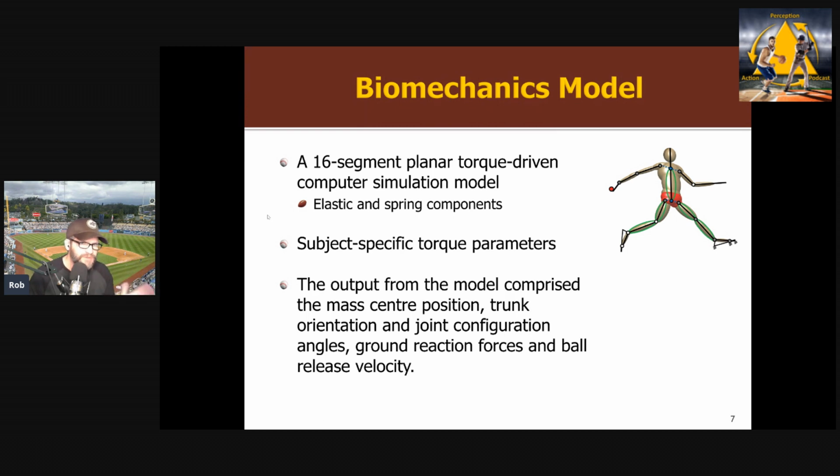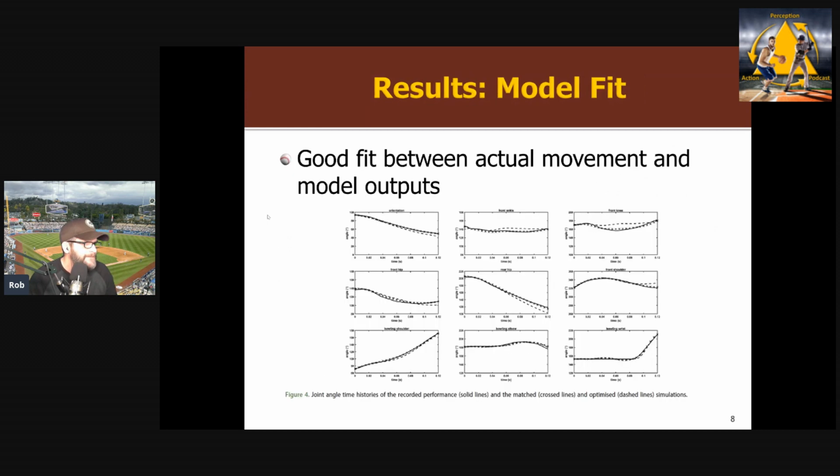Then they're going to tweak the parameters and see if they could potentially make the person throw harder. Okay, so the first thing, if they look at the results, they looked at the fit between the model generated parameters and the actual parameters. And you can't really see these, but these are the angle over time for the different body parts, right? Ankle, knee, shoulder, hip, and so on.